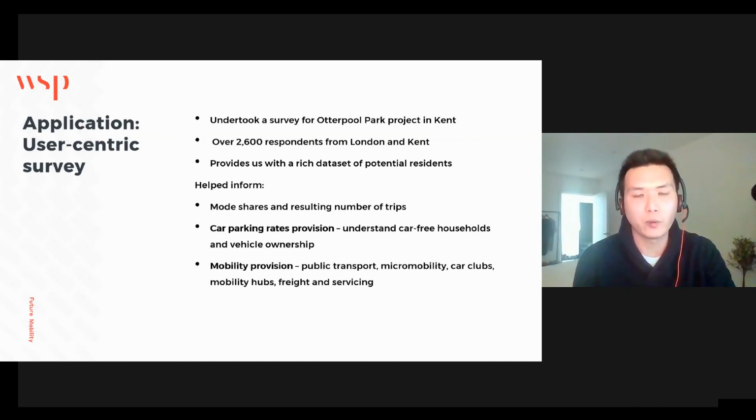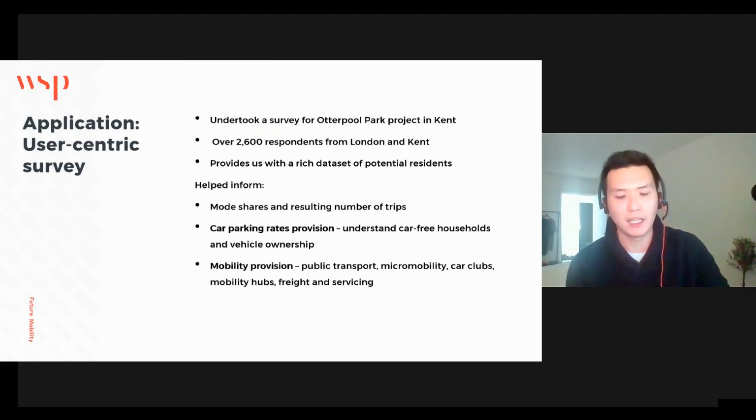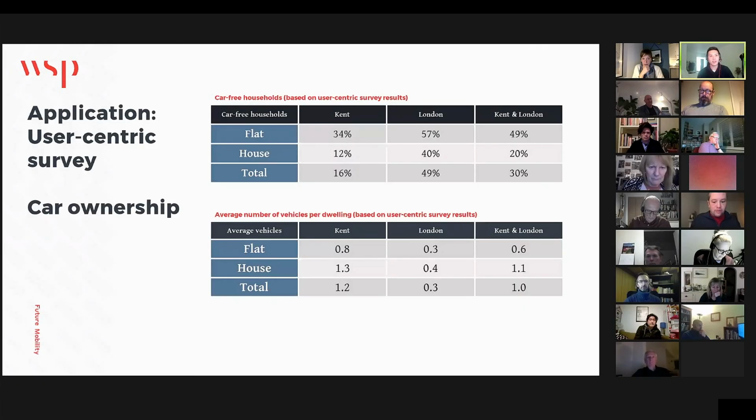We have a lot of questions in there asking people about how much they own, how much they use, what are their preferences, what are their pain points with mobility. So over the page, I think you guys might find this quite interesting, especially considering we're focused on parking tonight.